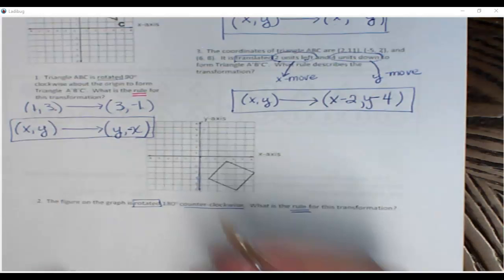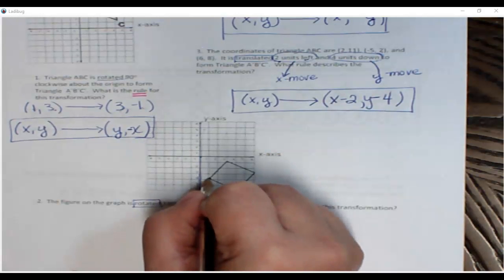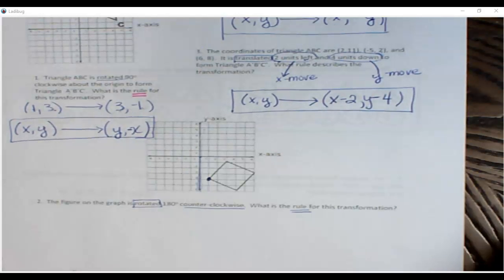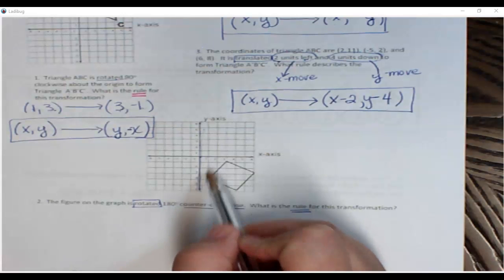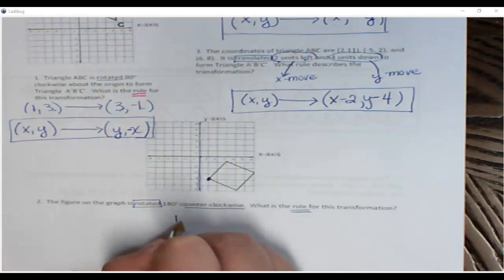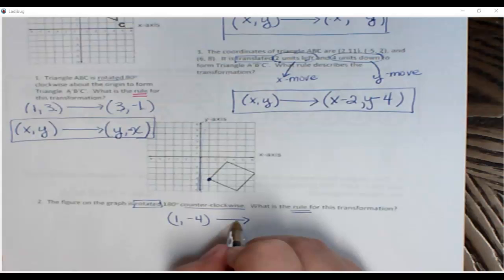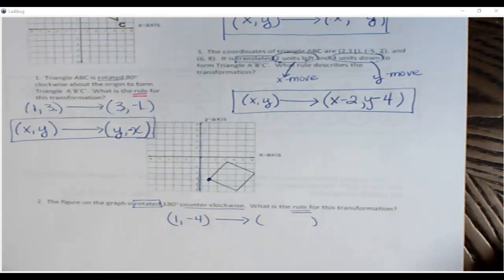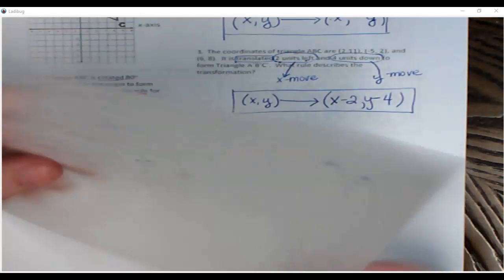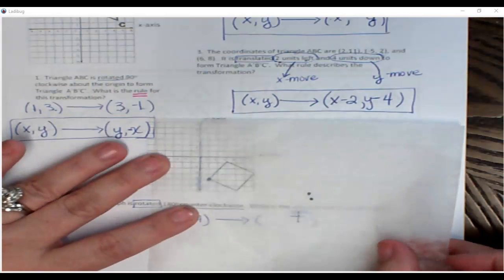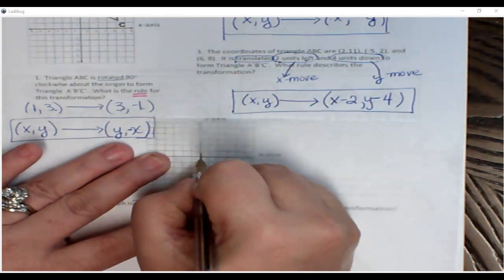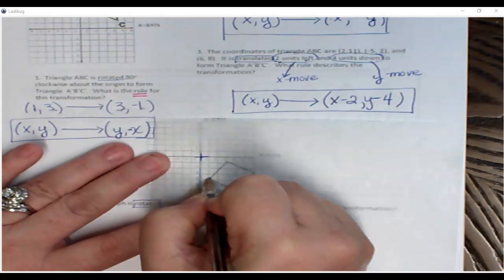All right, so the first thing, we're going to find a nice pretty point. I can use this one. And we want to write down that ordered pair. So the ordered pair is (1, -4). And it's going to go through a process of rotation, and then we're going to get a new ordered pair. So again, we can just use a piece of our patty paper, mark your origin and your point.